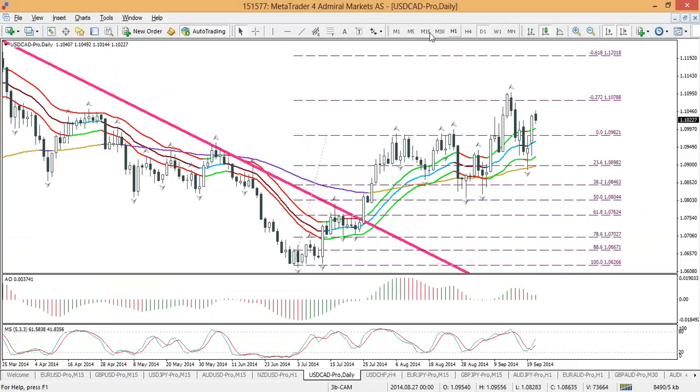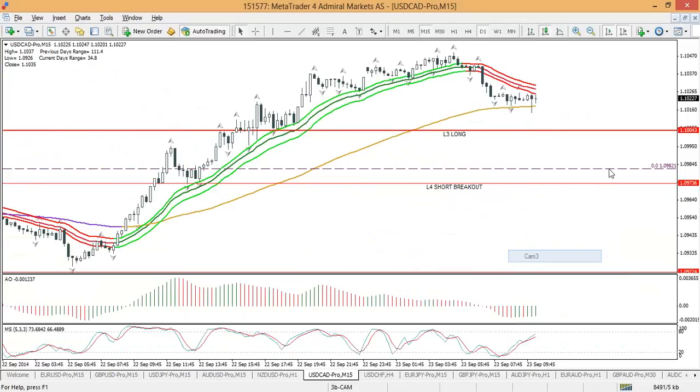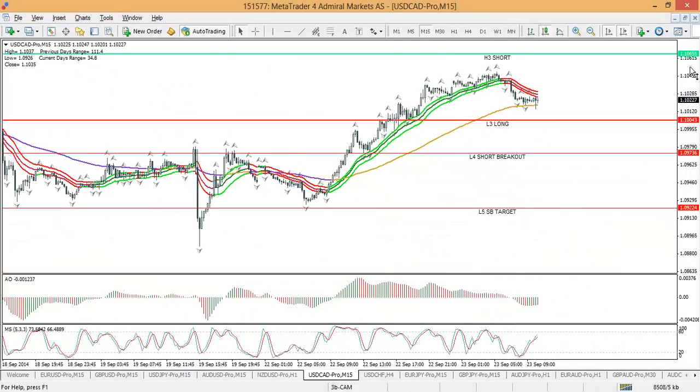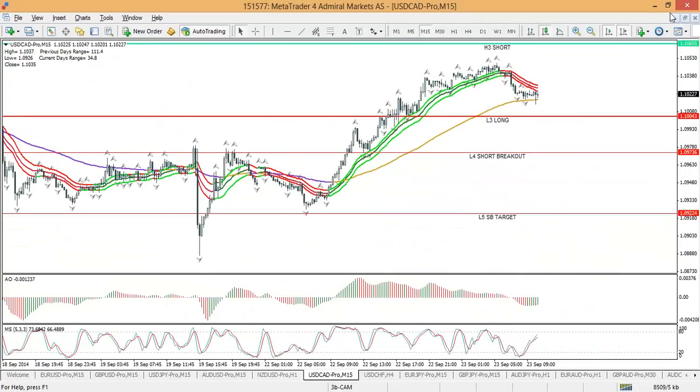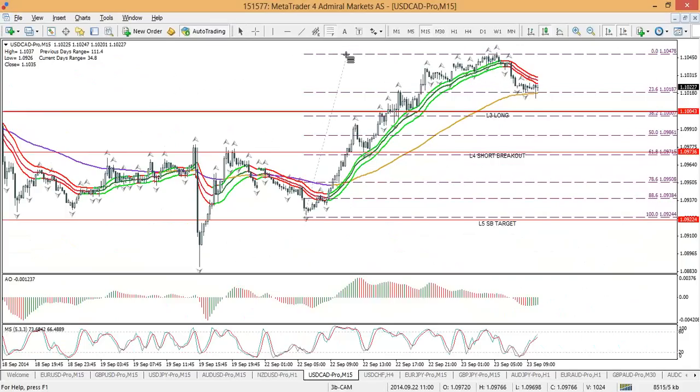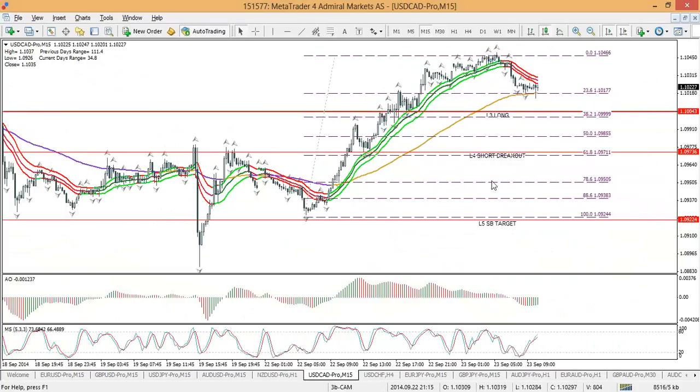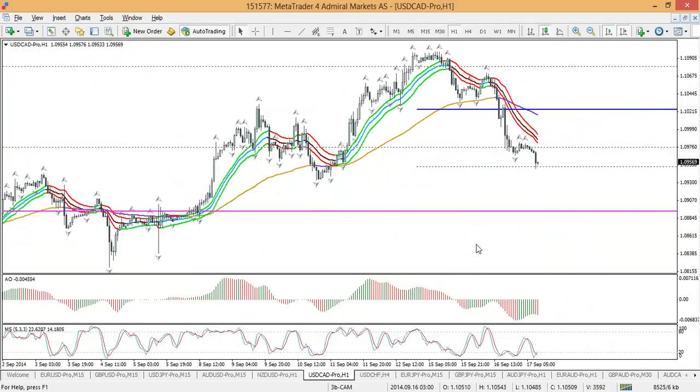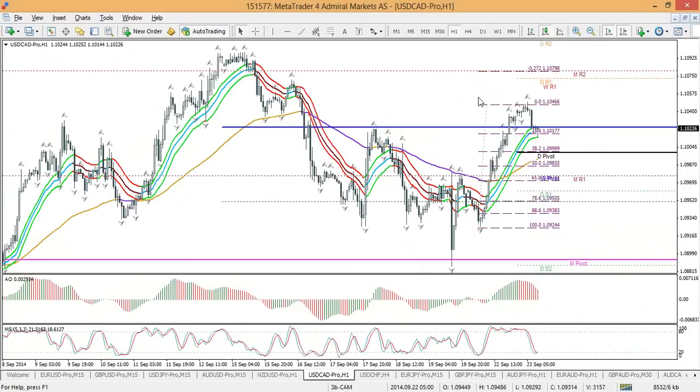Dollar CAD, let's take a look. If we put a fib on the last swing high, swing low, I wouldn't mind a long at the 38.2 fib and the L3, or the 61.8 and the L4. I think those are good upside potentials. Why? Because if we look at the hourly, we're in an uptrend. We broke out of this consolidation here, this trend line.